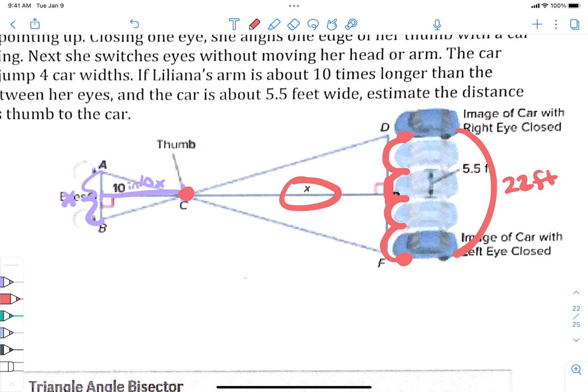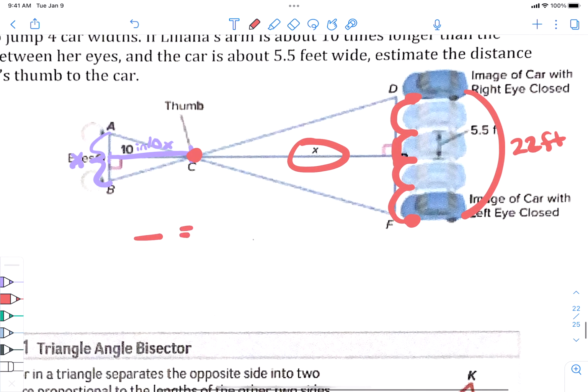So we can set up a proportion, and we know some things. We know that if you multiply the distance between our eyes by 10, that gives you the distance from your eyes to your thumb. So let's do something over something equals something over something. What would you like to do? X.